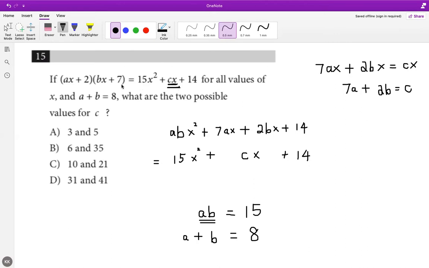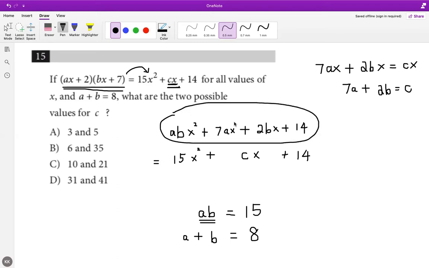The first step you are going to do is to expand this term. If you have no idea how to do this type of question, you need to try something else. Try something you know from the past. Try to expand this term and make it look similar to this term. If you expand this polynomial, you get this expression right here: abx squared plus 7ax plus 2bx plus 14. So when you expand this one, you get this.